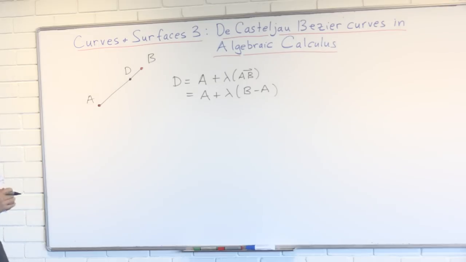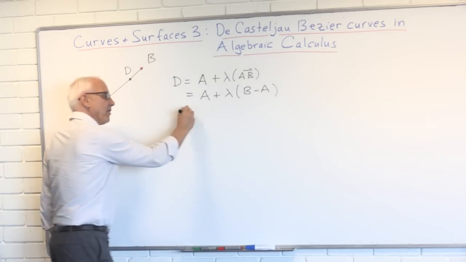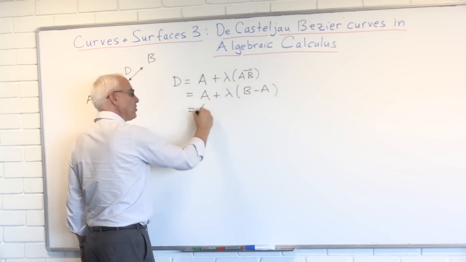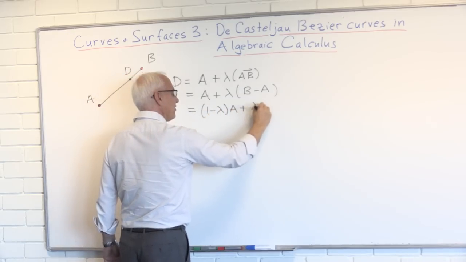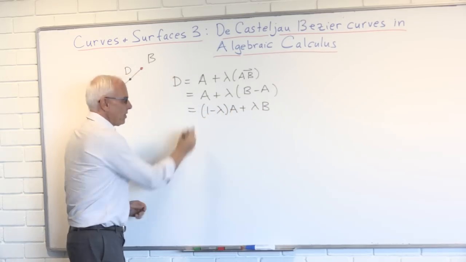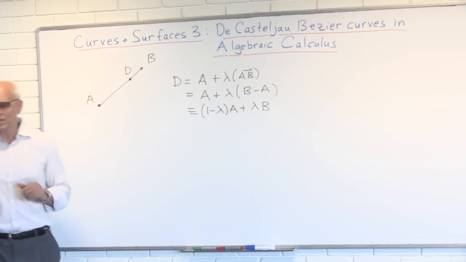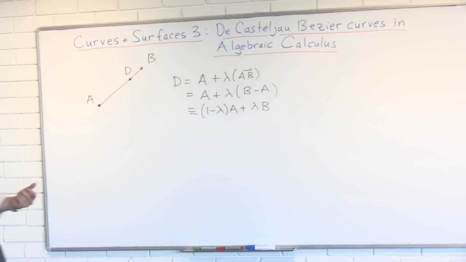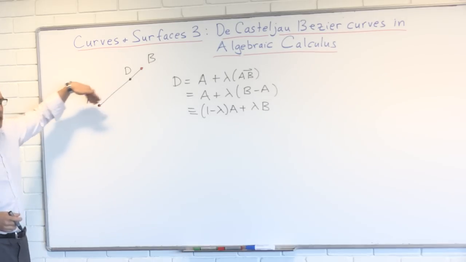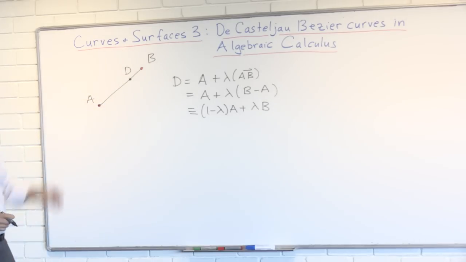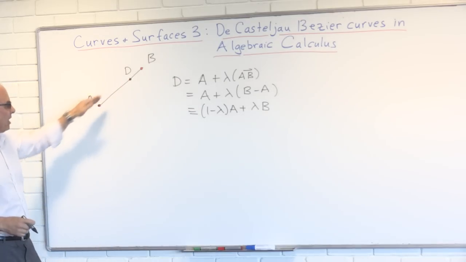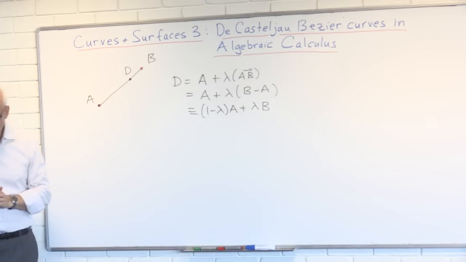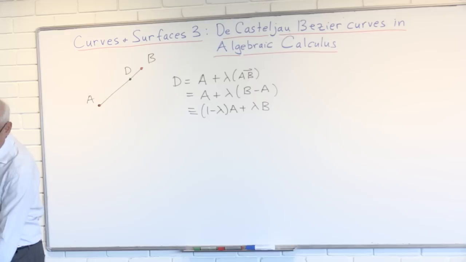And if we allow ourselves that notation, then we can rewrite this reasonably as a combination of A, so 1 minus lambda times A, plus lambda times B. So we'll introduce this notation. This is a convex linear combination describing essentially the line between A and B. When lambda is between 0 and 1, then we're actually in the line segment, otherwise we're outside. So this is the basic sort of algebraic starting point.